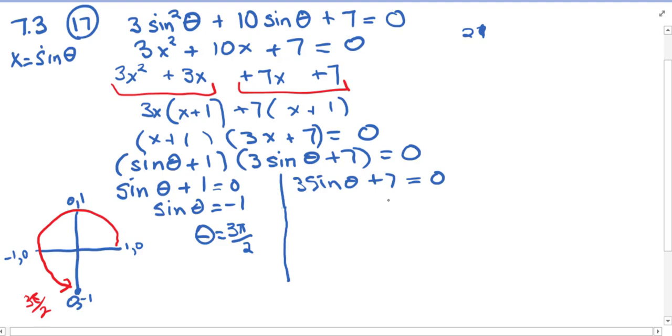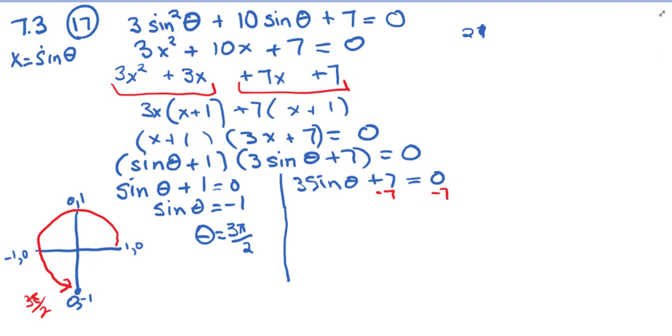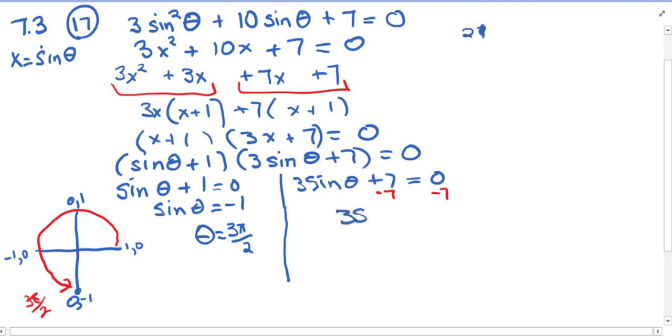Now we'll solve on this one. So you're going to isolate your trigonometric piece. So first you'll take off your 7, so subtract it from both sides. Fine to do that in your head, of course. 3 sine theta will equal -7. Divide by 3. And so we have sine theta equal -7/3. So kind of a weird value.